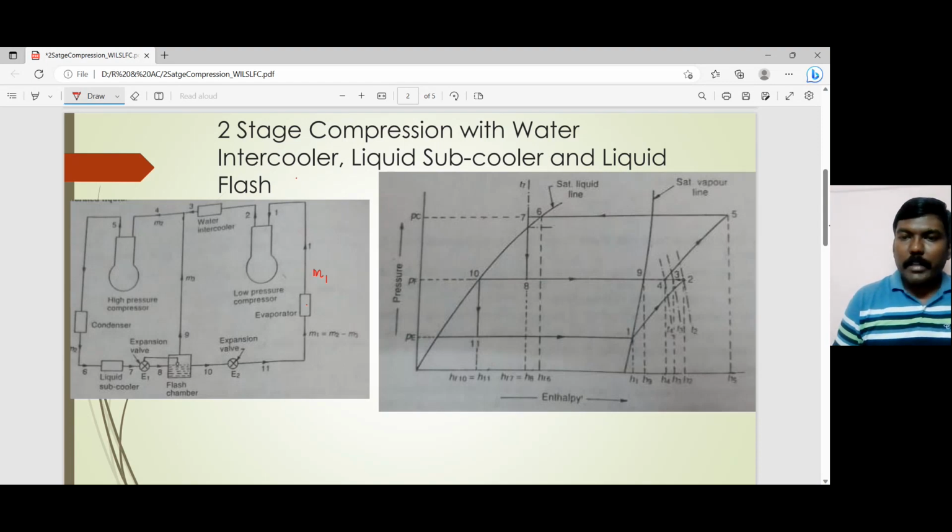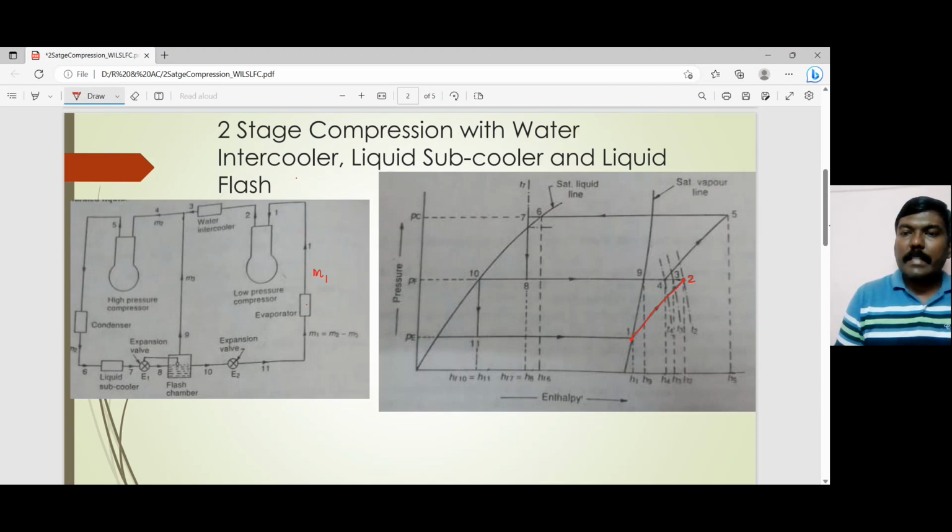If you look at the pH chart over here, this is your point number 1, which is on the dry saturated state after leaving the evaporator. You follow a constant entropy line, and when it is compressed, it reaches point number 2. Point number 2 is the state of the refrigerant after the compression in the low pressure compressor.